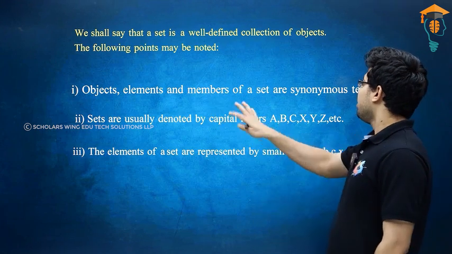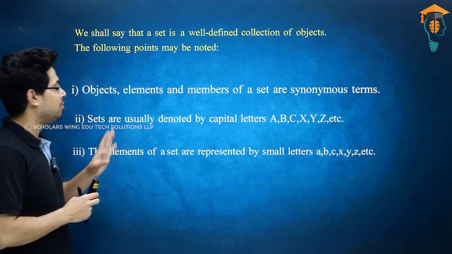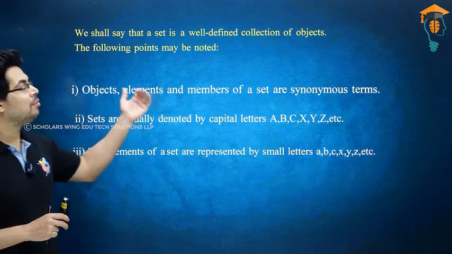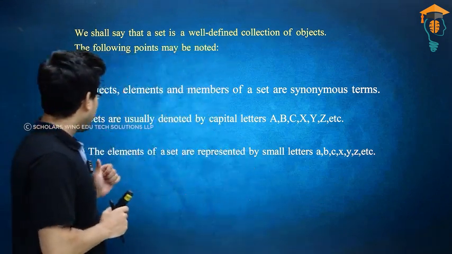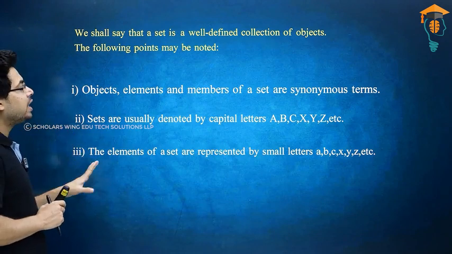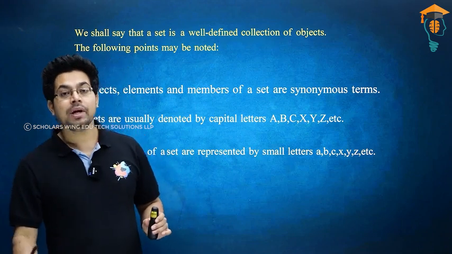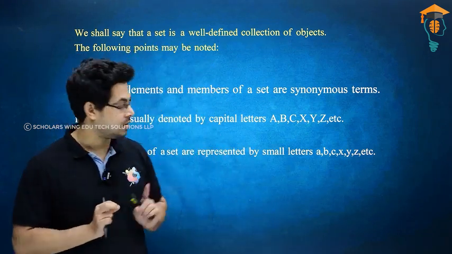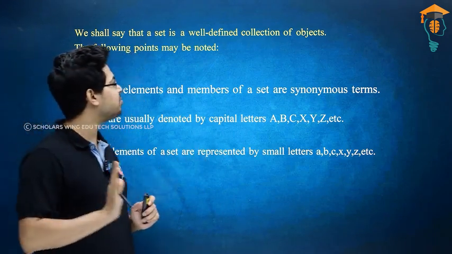Objects, elements and members of a set. These are synonymous because all are the same. When I say objects of a set, elements of a set or members of a set, they resemble the same thing. Fine? And here sets are usually denoted by capital letters. Always remember this. And the elements inside the set will be represented by small letters, as we have mentioned in the third point. Fine? No problem, students. Very simple.